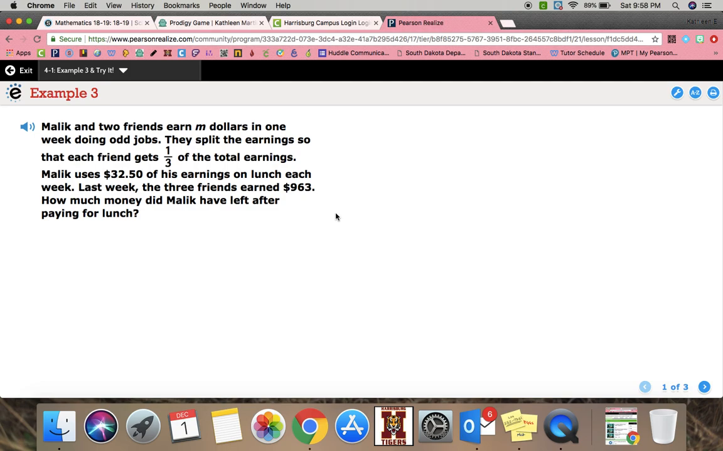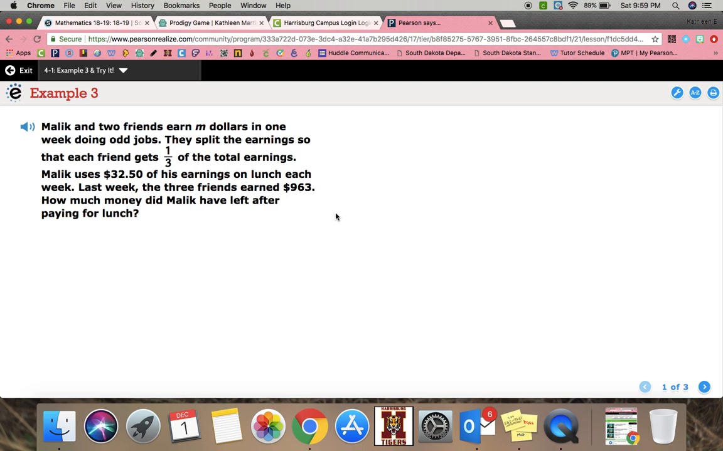Malik uses $32.50 of his earnings on lunch each week. Last week, the 3 friends earned $963. How much money did Malik have after paying for lunch? Okay, so again, look for the thing that needs to occur more than once and the thing that occurs just once. So if we look back and reread the question, it says Malik and 2 friends earn M dollars in 1 week doing odd jobs.